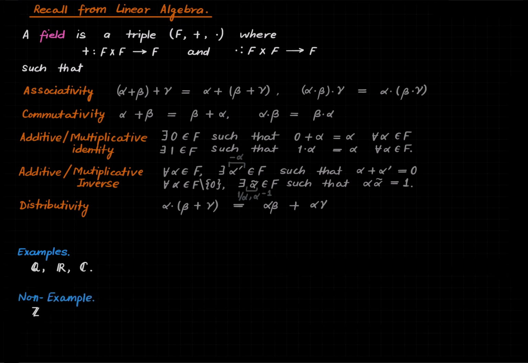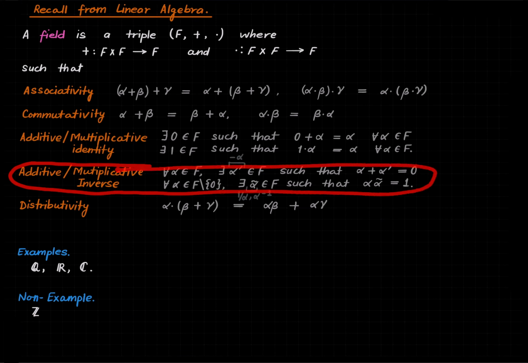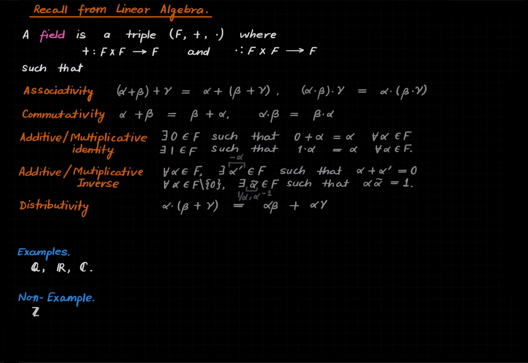And examples, as we said, these are your fundamental examples. And then there is this non-example, the set of integers. Everything except this property is true for integers, right? So just an important non-example to keep in mind. In mathematics, we should learn by examples and by non-examples.